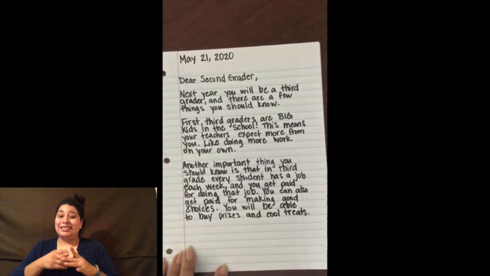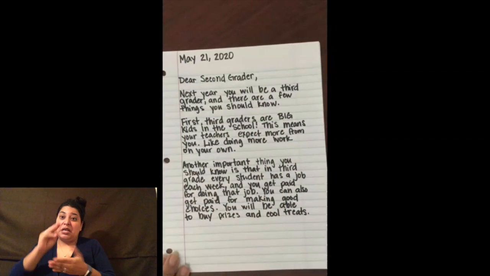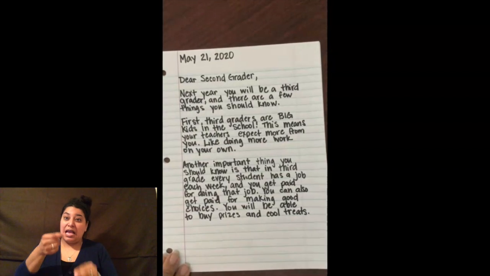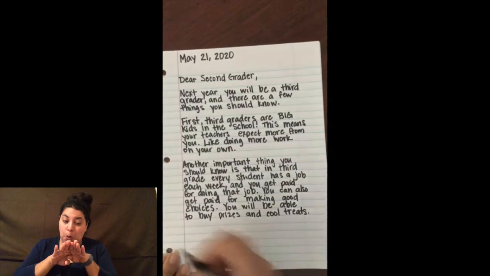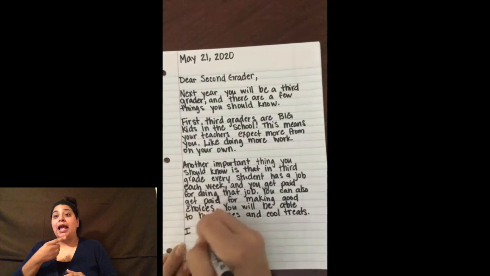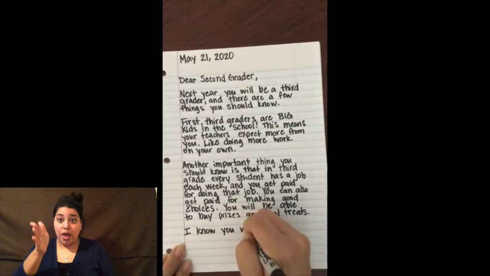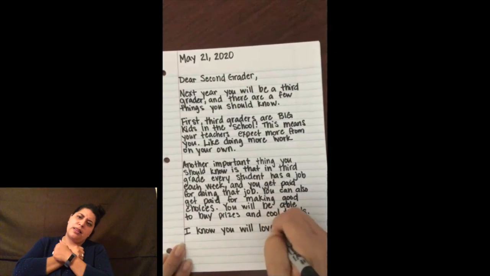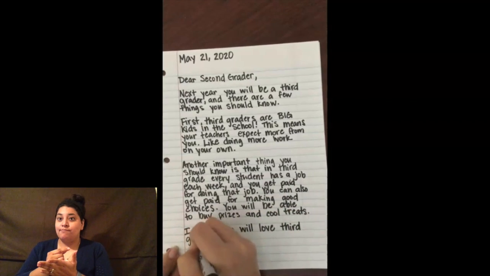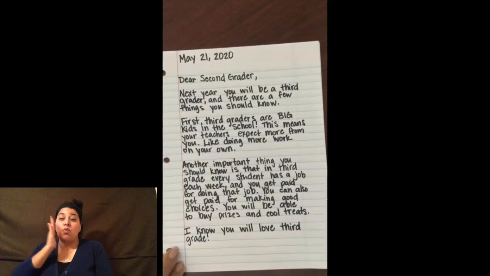And I'm starting to run out of room, so I'm going to start wrapping up my letter because I was writing in marker. I am definitely filling up my body, so I'm going to add a little closing statement, and I'm going to add a new paragraph for that. And I'm just going to say, I know you will love third grade. And I'm going to put an exclamation point because I know that they are going to love it.